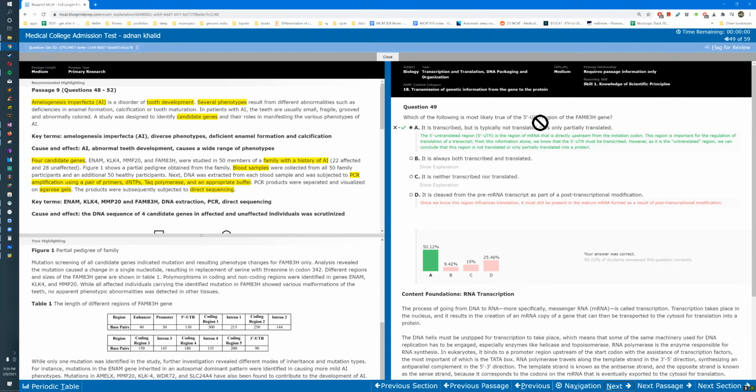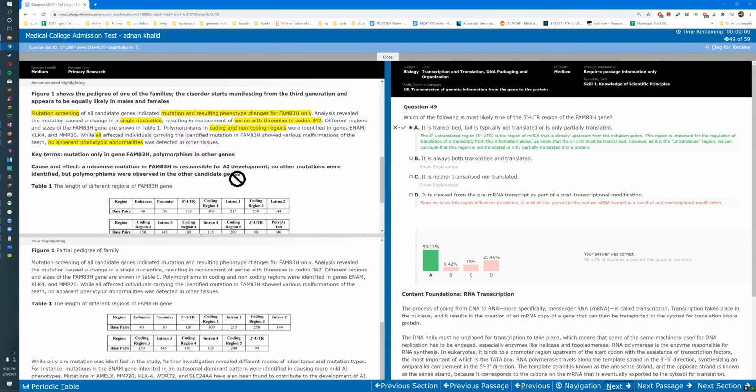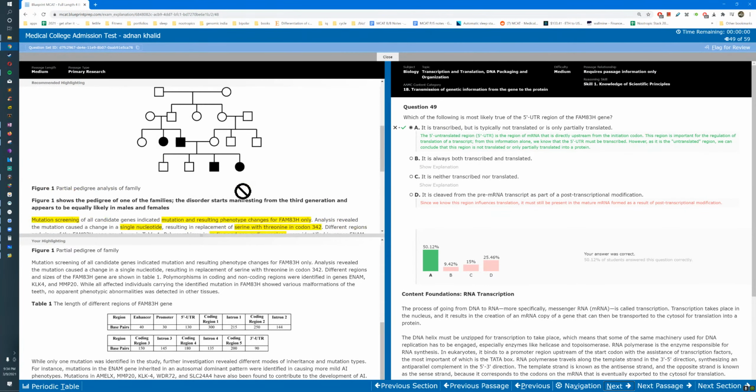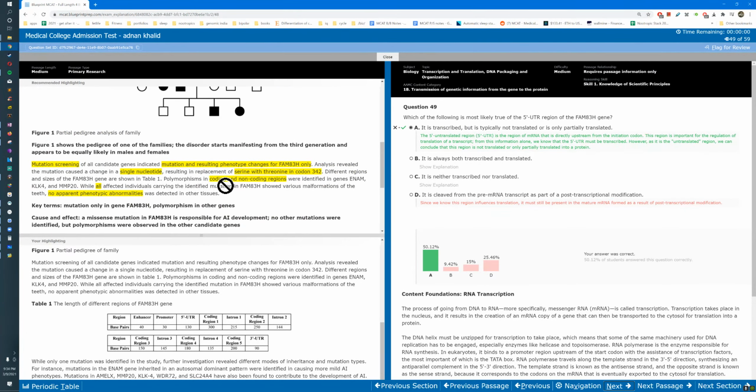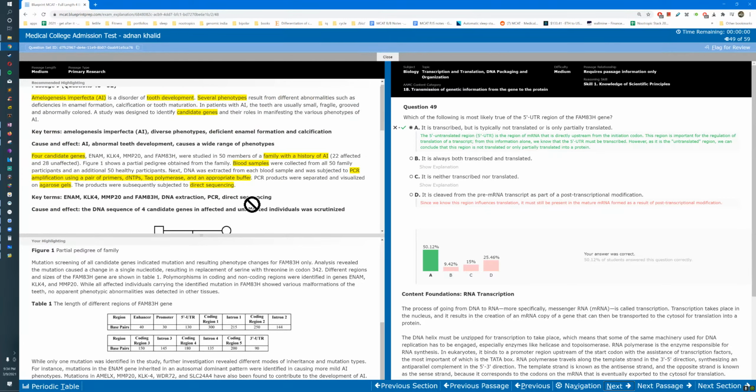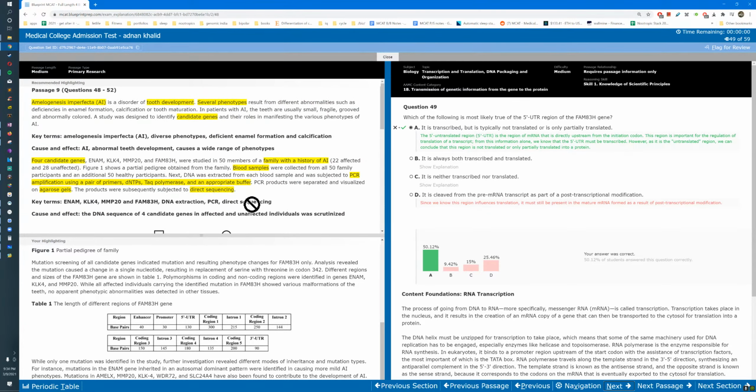Okay, so it's an untranslated region. That's what that stands for. I'm sure it says it, but you should definitely know it. Non-coding regions, but anyway, UTR means untranslated region, okay? So it's transcribed, it's not going to be translated, though.